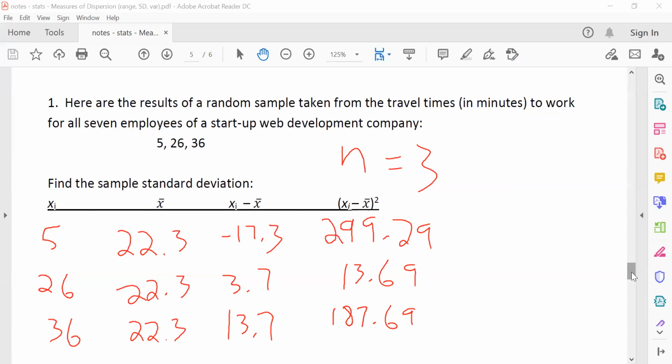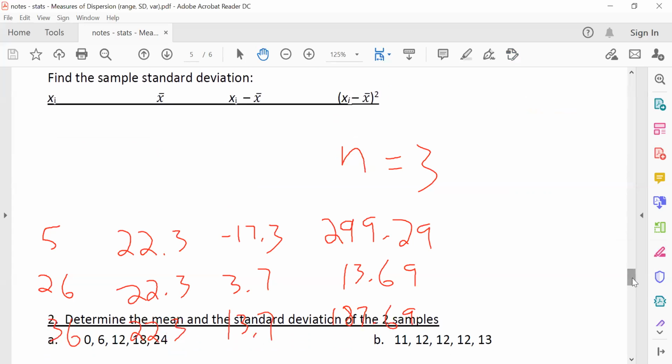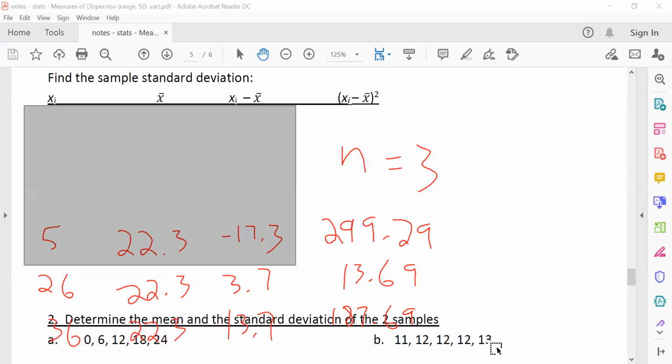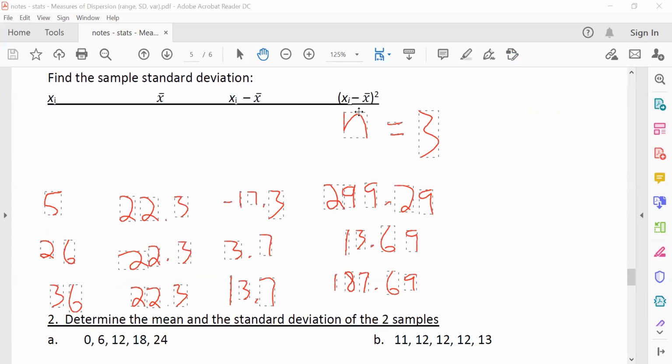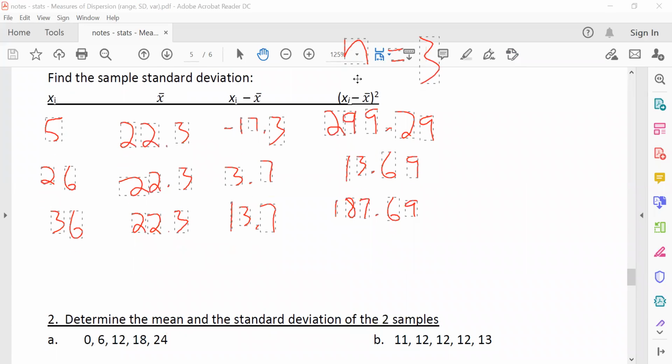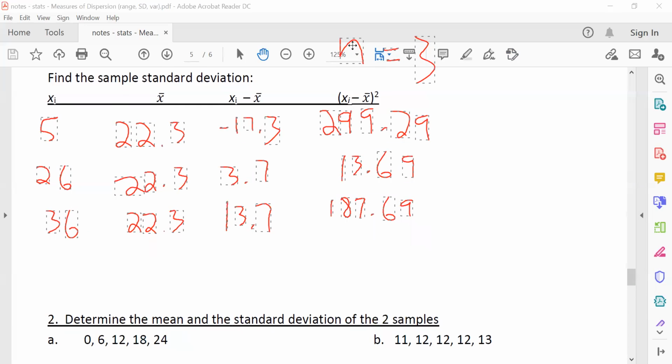Now I'm going to do something that looks bad, but I'll fix it. So you have a little more space. Now, my next step in the formula, I need to add up everything here in the right column. And I'll get 500.67.